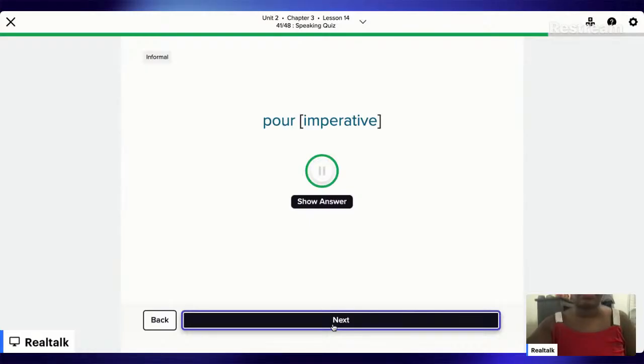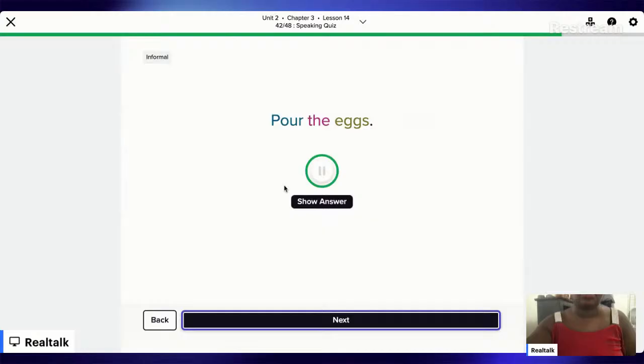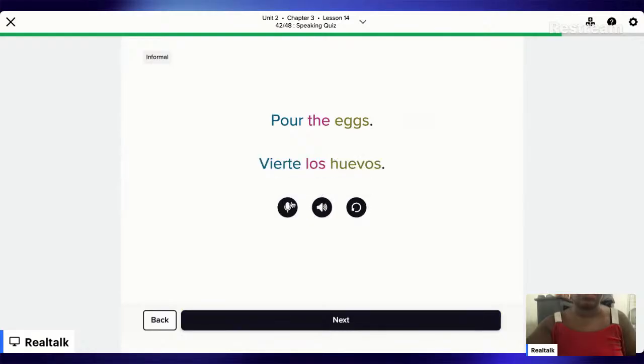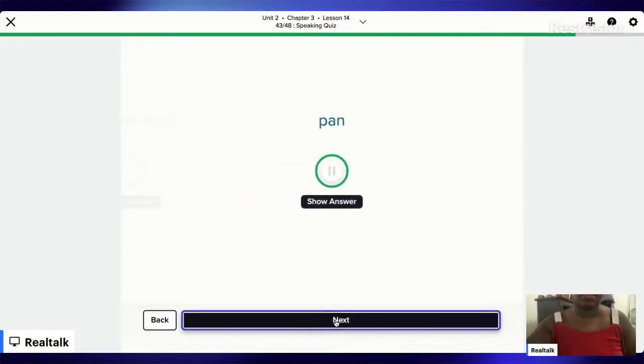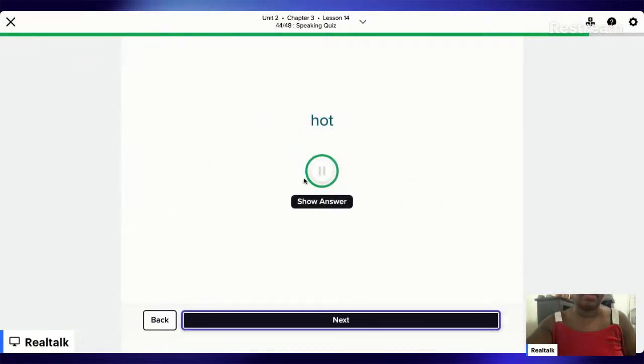How would you informally say, pour, imperative? Vierte. What's the casual way to say, pour the eggs? Vierte los huevos. Do you remember how to say, pan? Sartén. Now try and say, hot. Caliente. How would you informally say, cook, imperative?